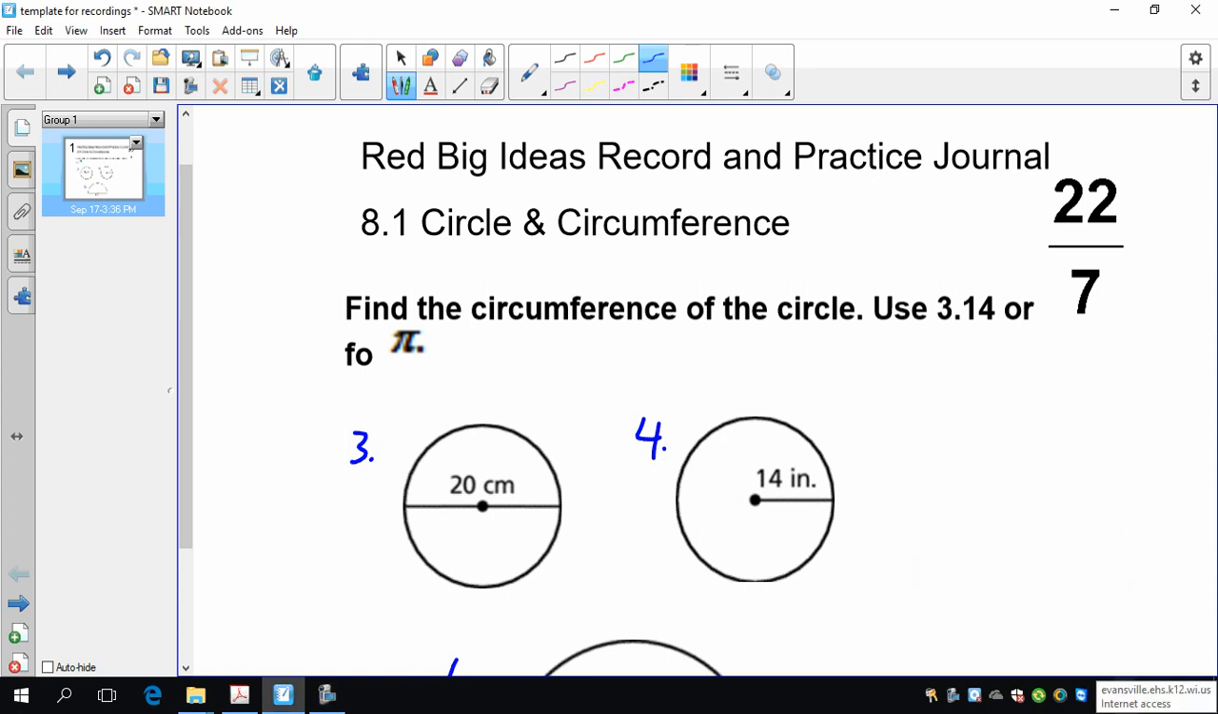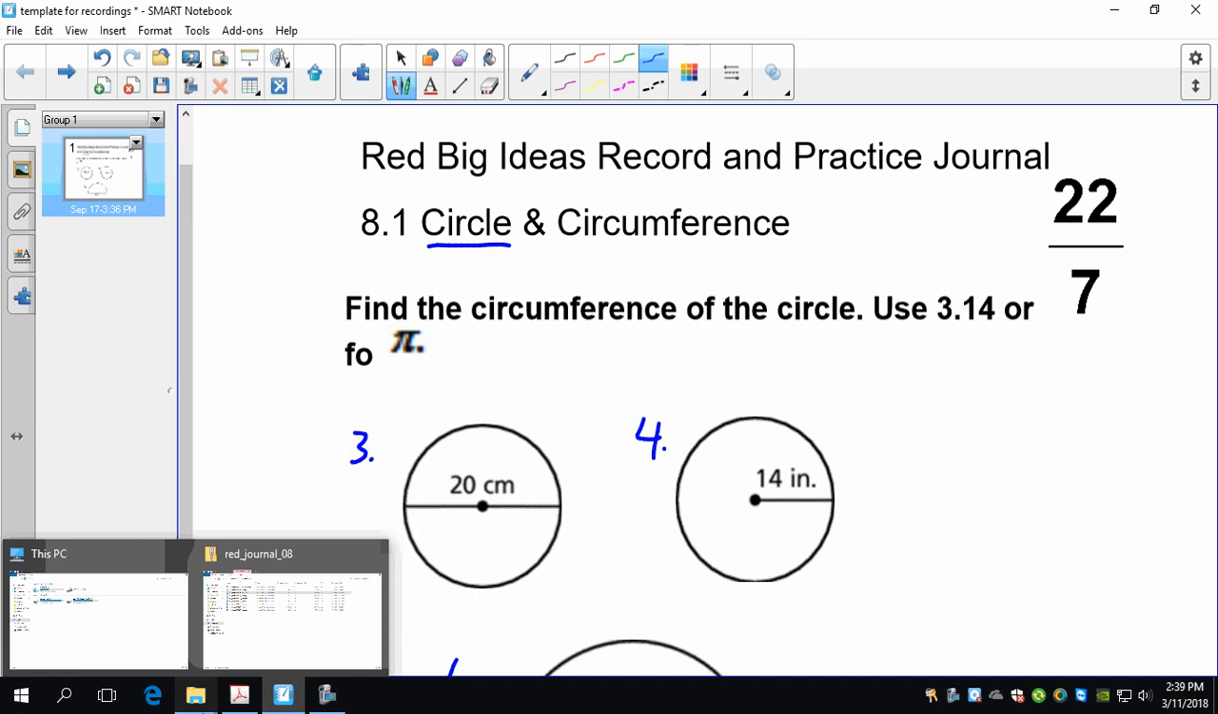We are working in the Red Big Ideas Record and Practice Journal today. We're on 8.1 and we're dealing with circles and circumference. Just to start out, a circle is a set of all points in a plane that are the same distance from a point called the center. So this would be the center of our circle.